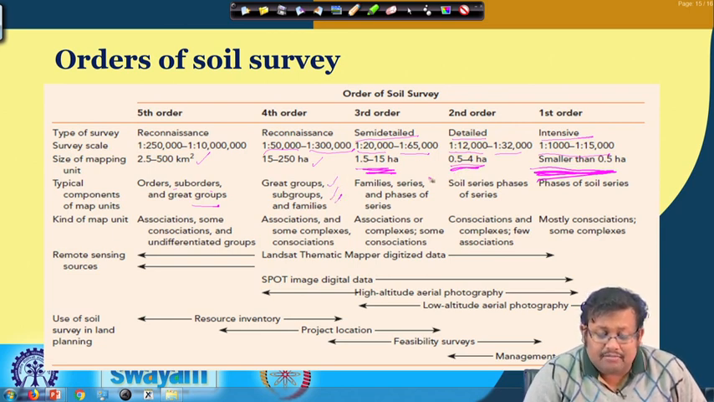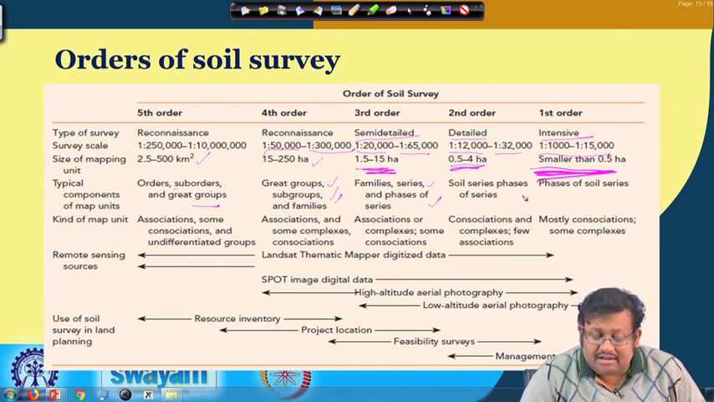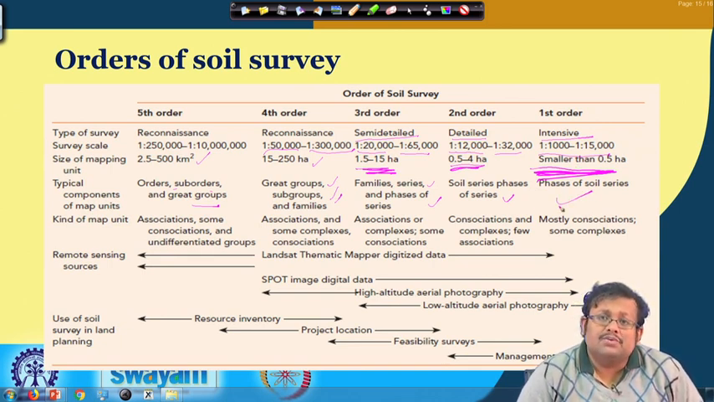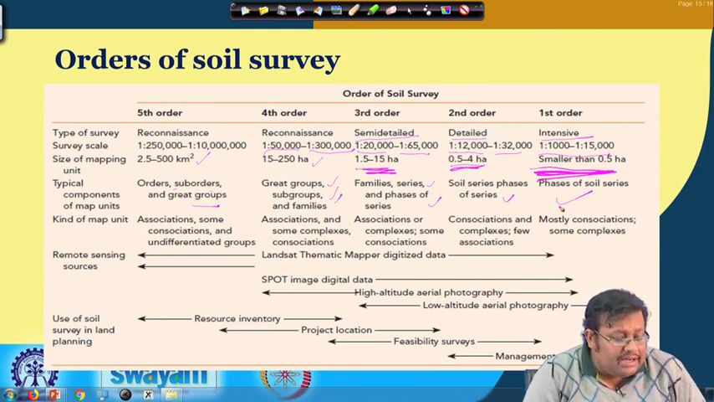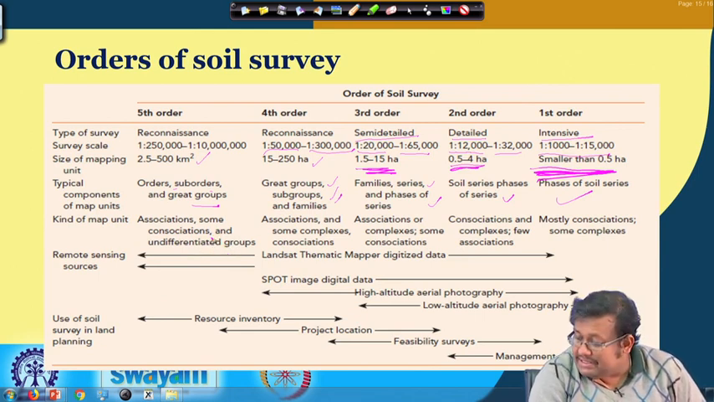In the third order, it mainly consists of family, series and phases of series. The second order basically contains soil series and phases of series, and the first order basically contains phases of soil series. We will discuss what the phase of a soil series is. And the kind of map unit, obviously, is association in the case of the fifth order, some consociation and differentiated groups. We will discuss this.